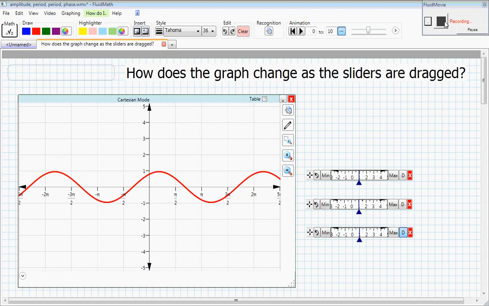So to get started here, we have three controls on the side and a graph. I'm going to move each of the sliders slowly, and as I do each one, I want you to pay attention to how the graph changes and make note of what it's doing to the graph. Each of these three sliders is going to do something the other ones don't do. They're going to have a different effect on the graph. So let's get started.